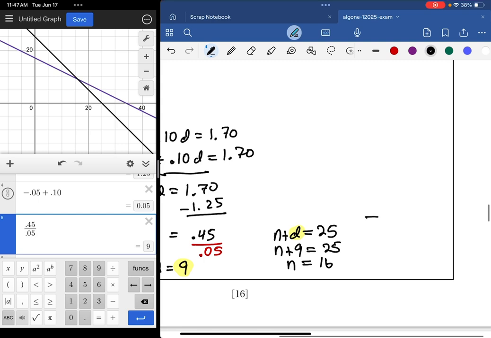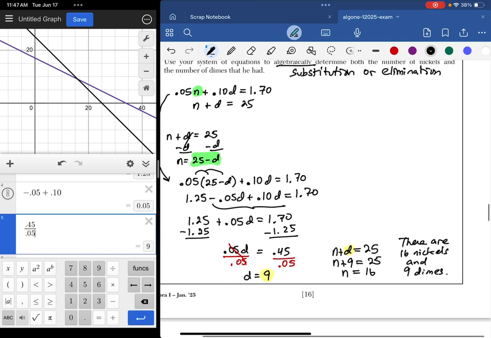There are 16 nickels and 9 dimes. It's a good idea to actually state the final answer rather than giving the grader something to go hunting around for. It's probably there, but when I go to look for it, I might miss something. But if you put it right there in front of my face, it's a little easier. All right, so that's substitution.